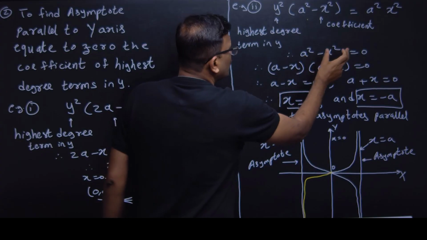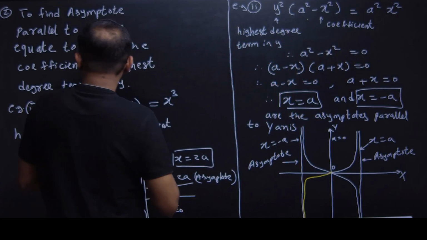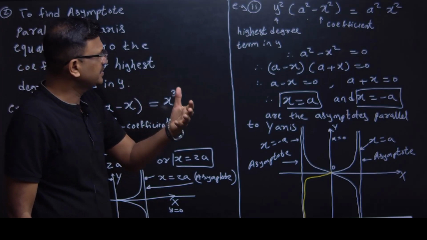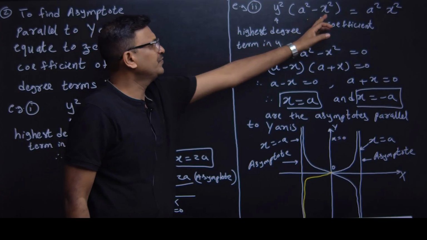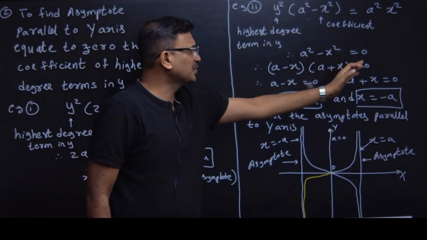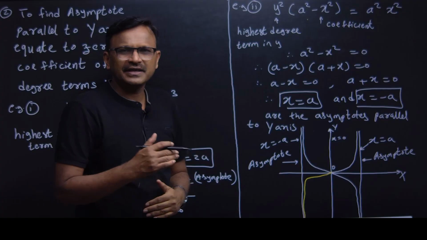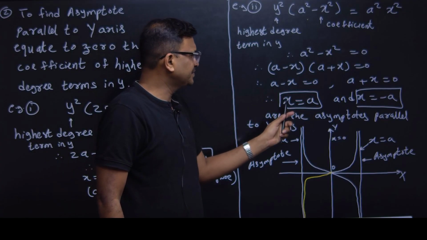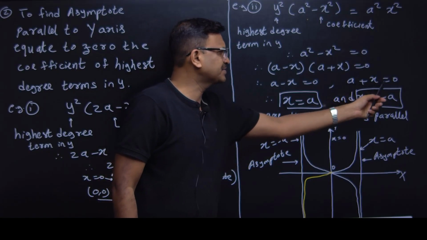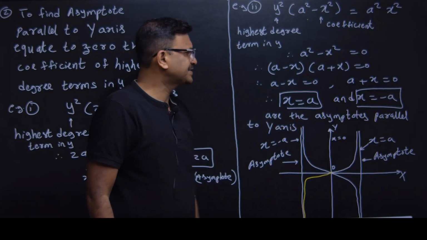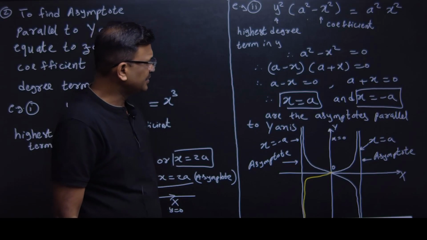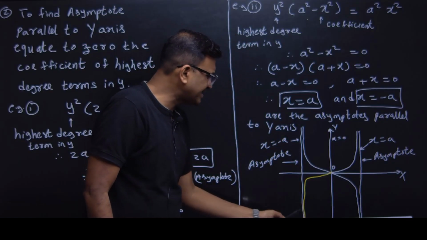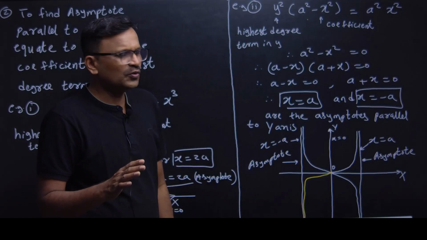We equate the coefficient with 0. We have to equate the coefficient of highest degree term in y with 0. This is the coefficient a square minus x square, that we equate with 0. Simplifying, we get a plus x into a minus x is 0. If we equate a minus x with 0, we get x is a. If we equate a plus x with 0, we get x is minus a. So in this case, these two lines, x is plus a and x is minus a, are the asymptotes parallel to the y-axis.